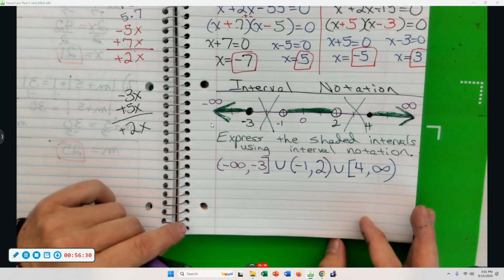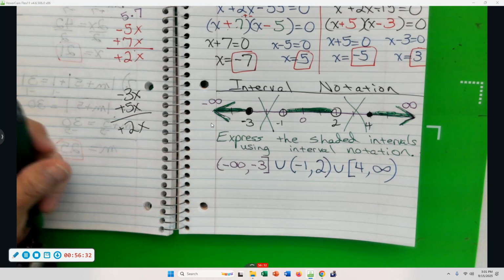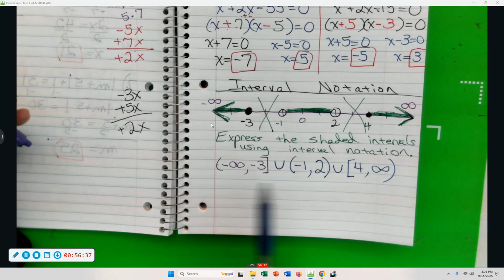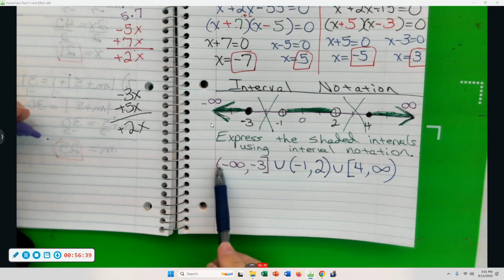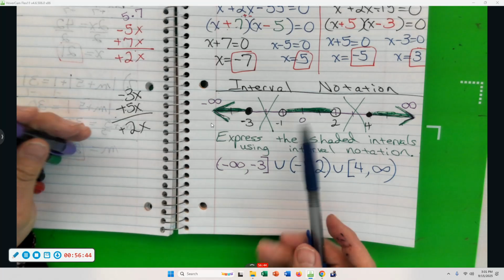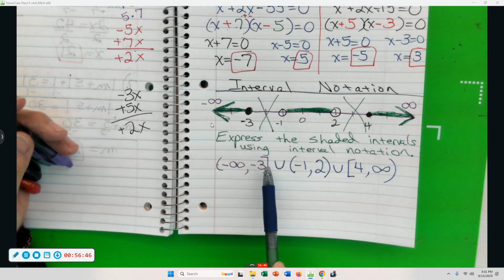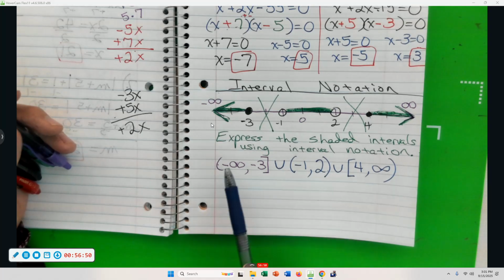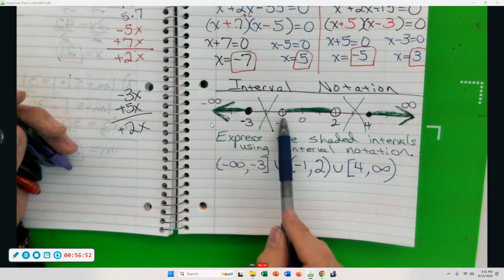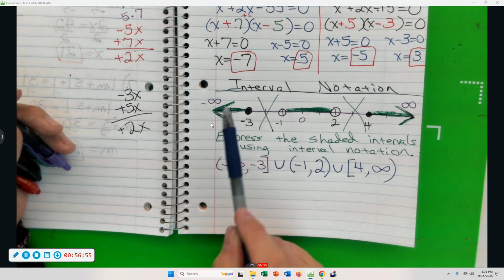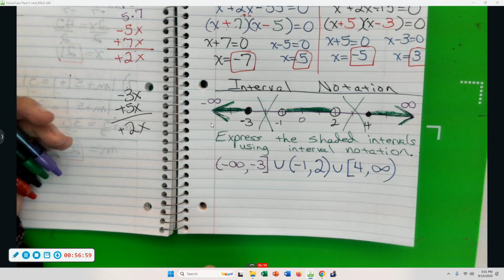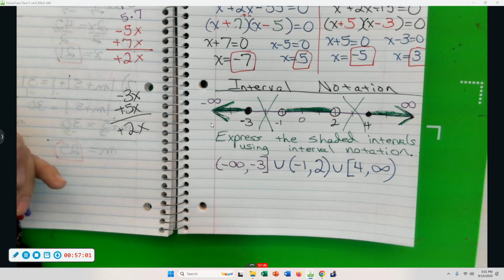I'll have people emailing me, there's no negative infinity hot button. That's right. They only have the positive infinity. If you want to type a negative infinity, you'll have to type the little minus sign. You only use rectangular brackets at closed circles. Use parentheses at open circles or at negative infinities or positive infinities. Is that familiar to y'all from anywhere?